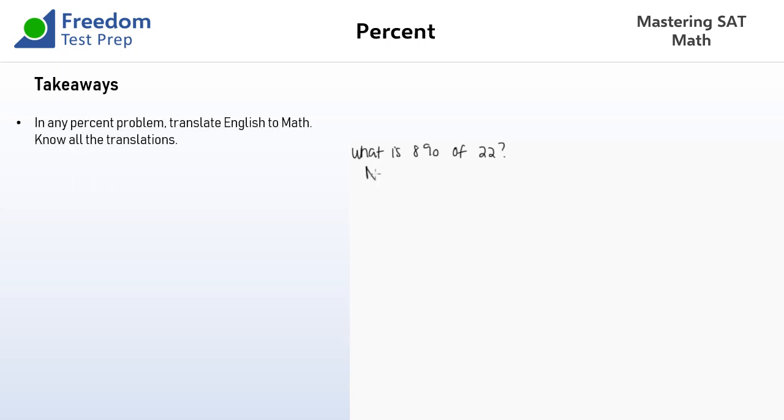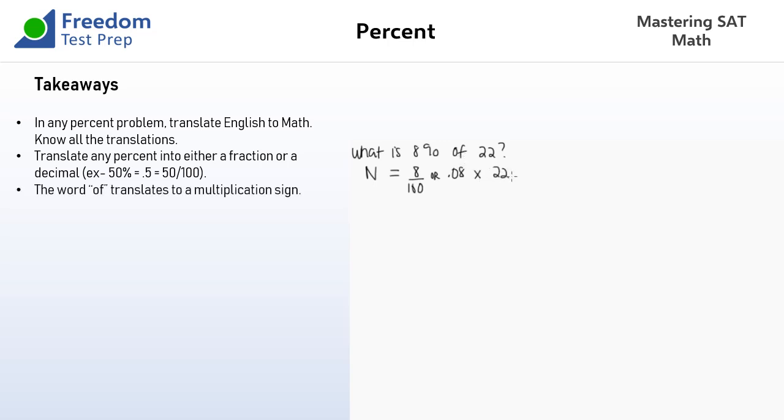What we're going to call our variable, and for our purposes here, we're going to make it be n. Is always an equal sign. 8% you can translate one of two ways. It can be 8 over 100, and sometimes you will need it to be 8 over 100. Or it can be 0.08. Of is always multiplication, and 22 is always 22. So in this case, I've got my trusty calculator, and we're going to do 0.08 times 22, and we're going to get 1.76. All right, so that's the first way.